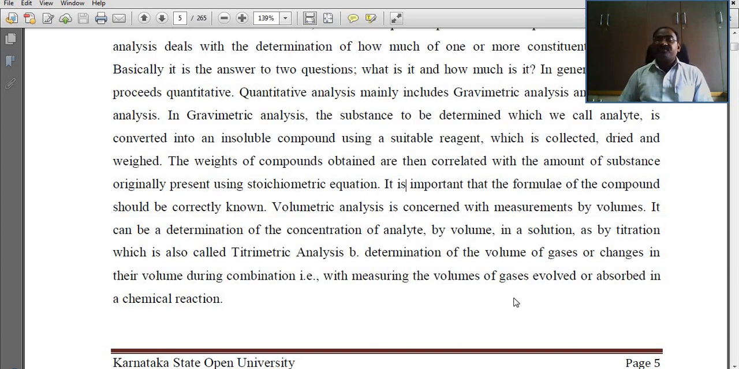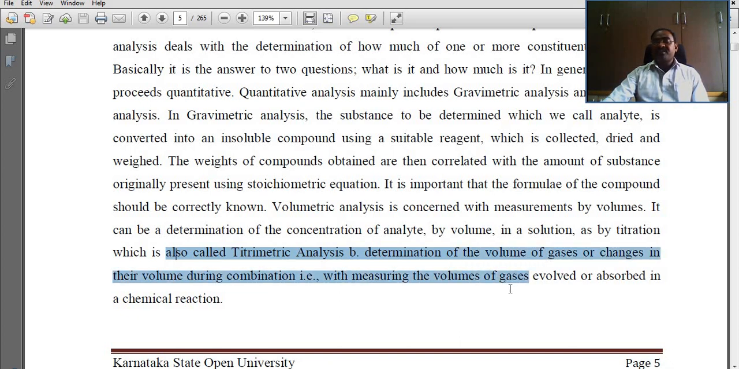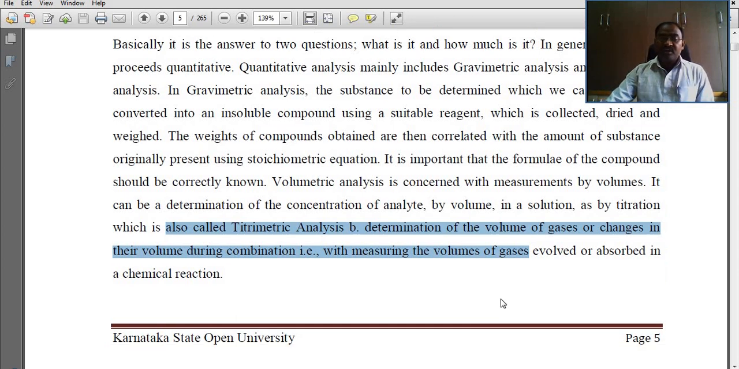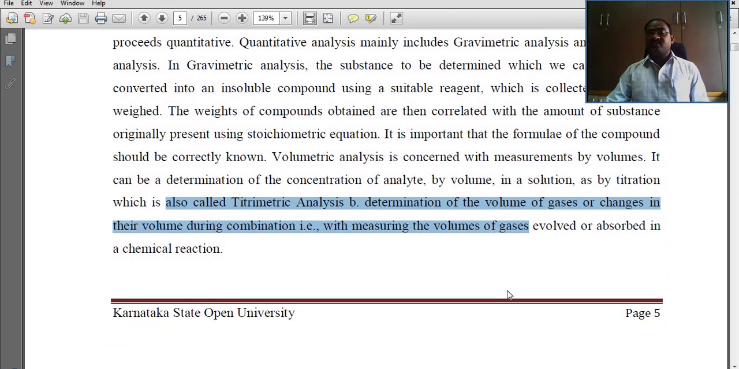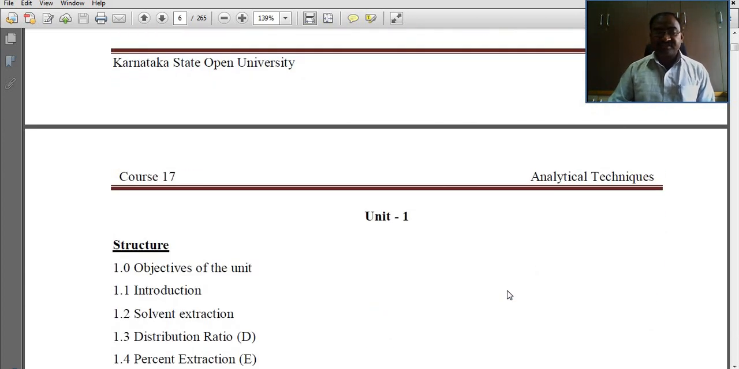It is important that the formula of the compound should be correct. But volumetric analysis is concerned with measurement of volumes. It can be determination of the concentration of an analyte by volume in a solution, as by titration, which is also called titrimetric analysis. It can also be determination of the volume of gases, or changes in their volume during combination, or measuring the volume of gases evolved or absorbed in a chemical reaction.